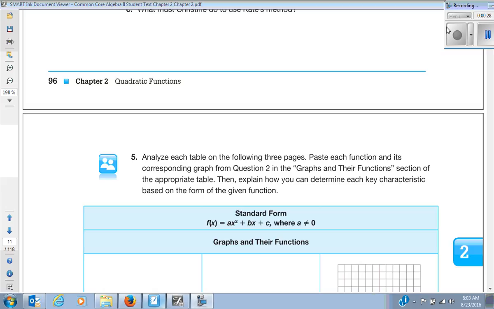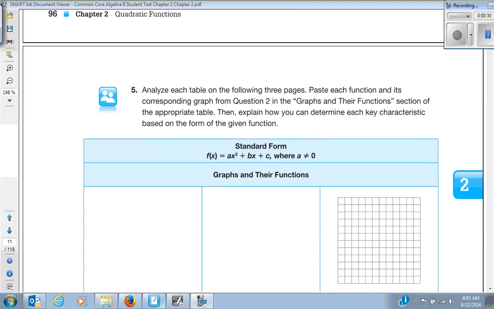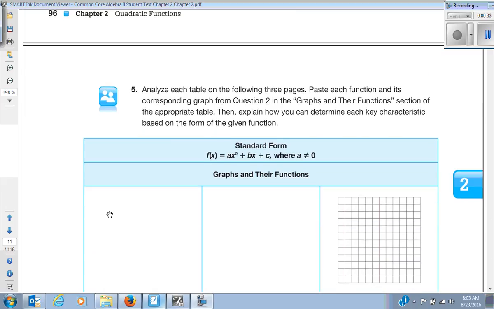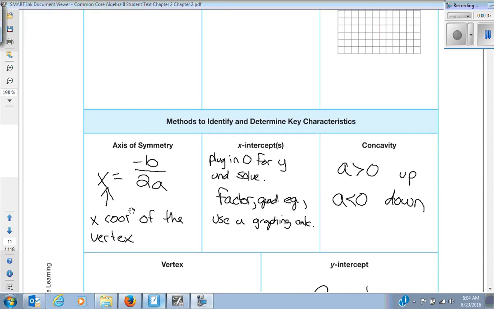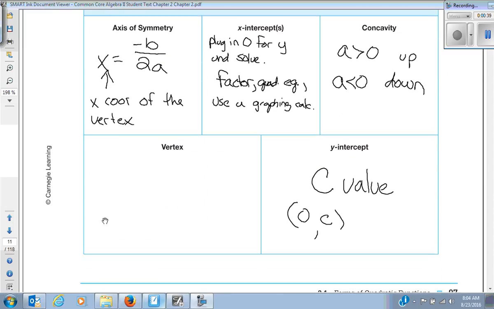So if I give you something in standard form, the equation is going to look something like this. And here are some of the key characteristics and how you find them. So if you have the axis of symmetry, yesterday we had this filled in right here, and we said the way that you find the vertex is you take the x coordinate will equal the opposite of b divided by 2a.